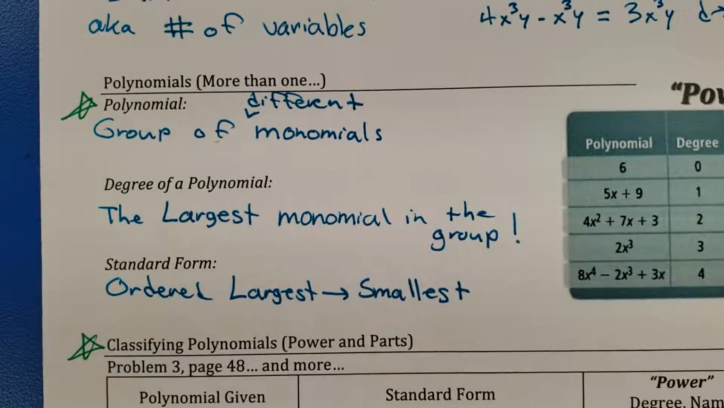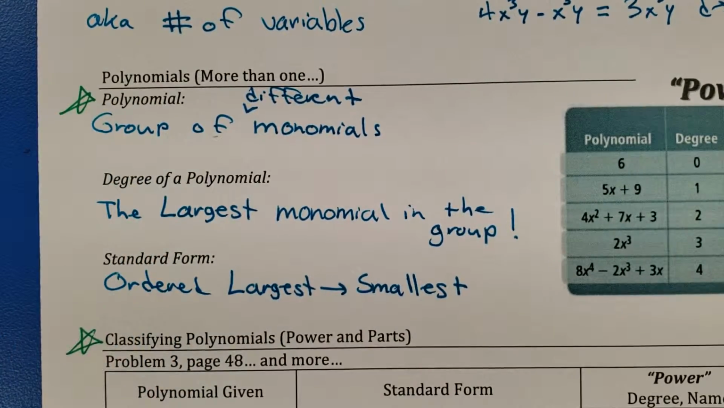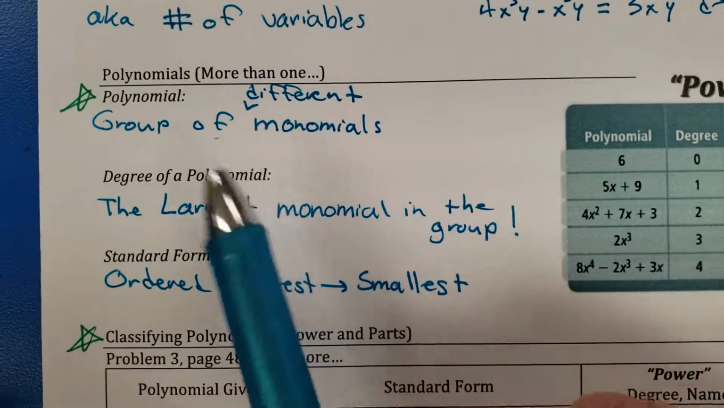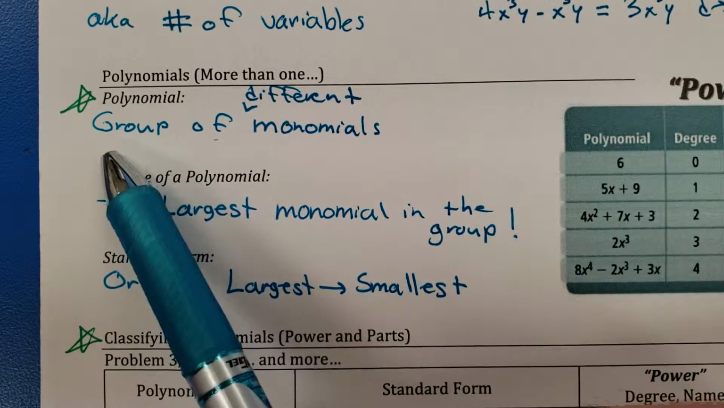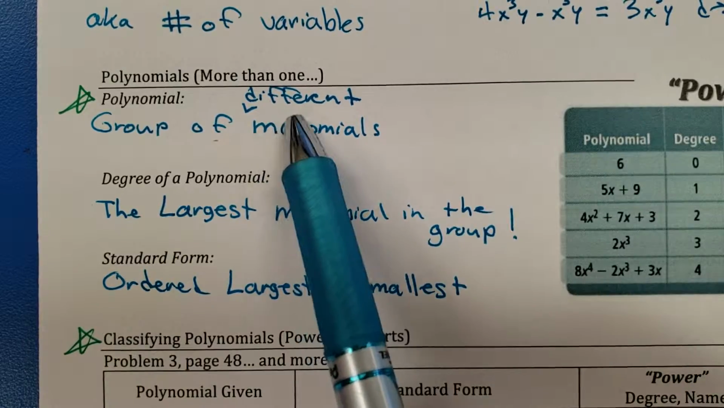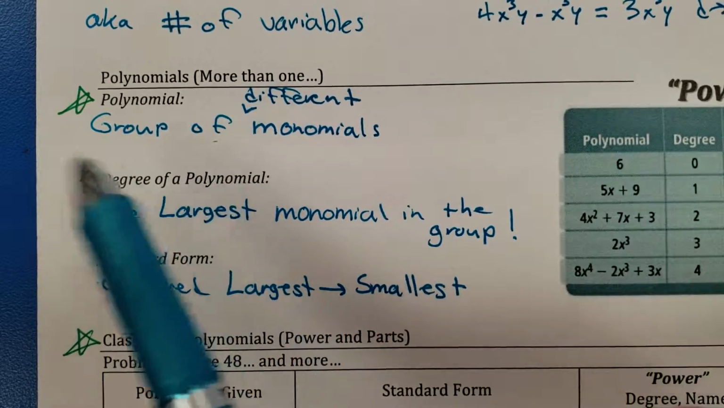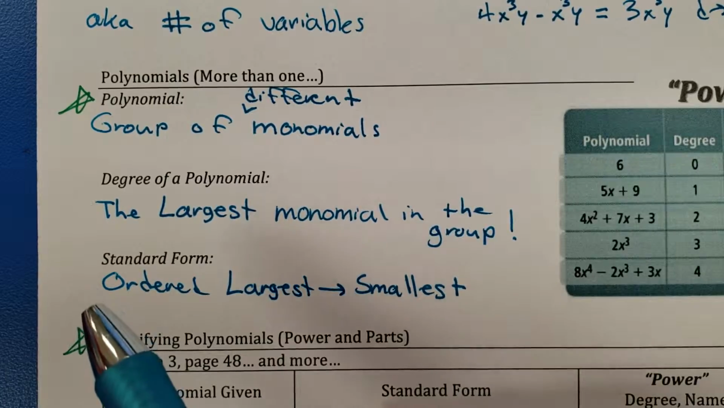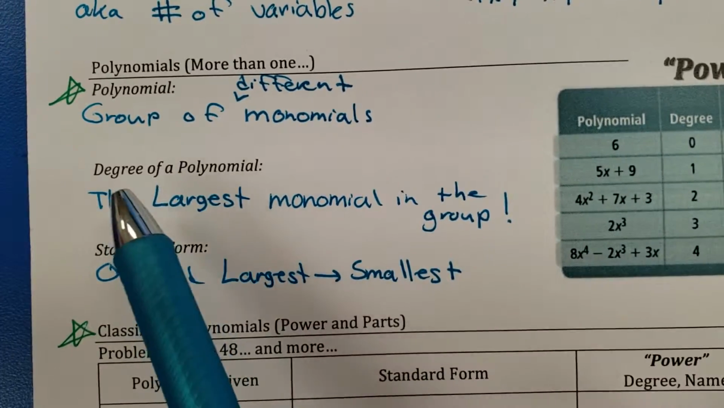All right, students, rolling right into polynomials. Many, okay? Many, more than one. A polynomial is a group of monomials, different monomials. Usually they're connected by addition or subtraction, but it's a whole big group of them, several different ones.